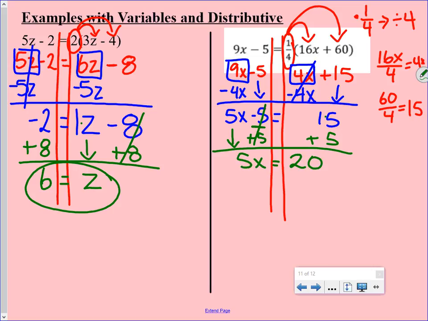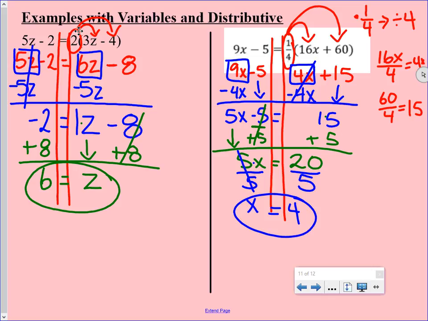Last step to get our variable all by itself. Undo this multiplication with division. 5 divided by 5 leaves us with just 1x. And 20 divided by 5 is 4. So our answer is x equals 4.